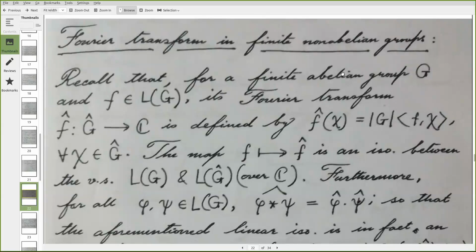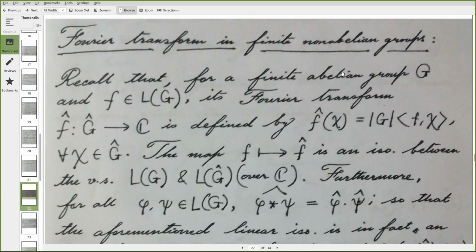All right, today I will talk about Fourier analysis on finite non-abelian groups. Today I shall do it for any general finite group, which includes both abelian and non-abelian ones. So, Fourier analysis, whatever we have seen so far, that is for finite abelian groups. There we have seen that Fourier analysis starts with the Fourier transform.